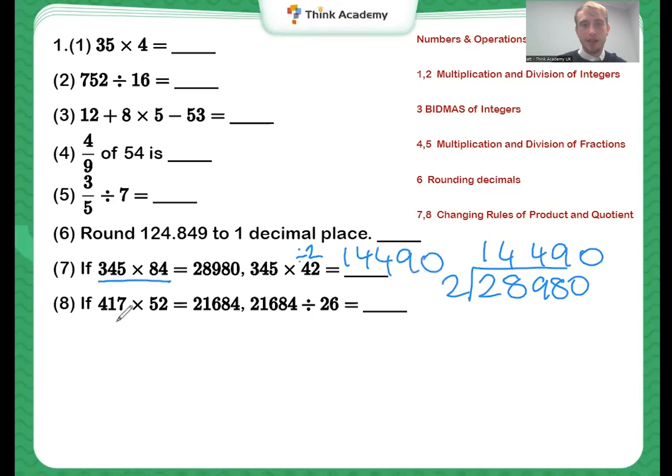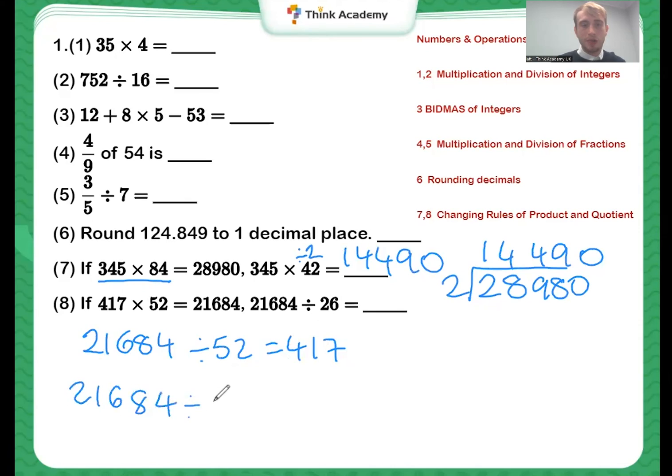Now, the next one was a little bit more tricky. 417 times 52 is equal to this. So if we work backwards, you know that 21,684 divided by 52 is equal to 417. So you know that if you break this 21,684 into 52 equal groups, you get 417 in each one. So what about if we wanted to break it up into groups that are half the size? The groups are 2 times smaller, which means there's going to be 2 times more groups. You're breaking it into half the number of groups, which means each group is bigger. So it's 417 times by 2, and that gives you 834 for that one.